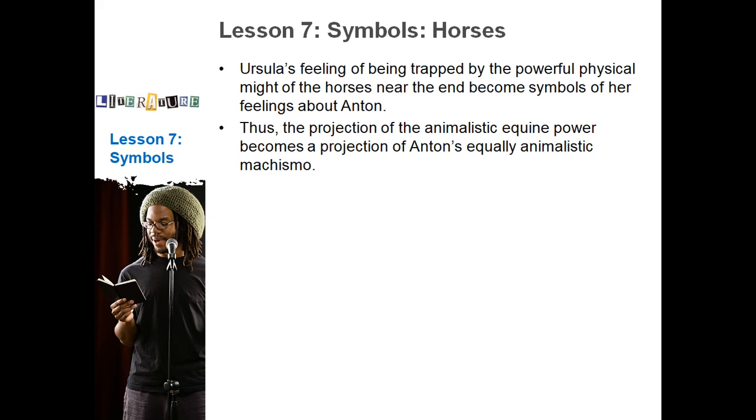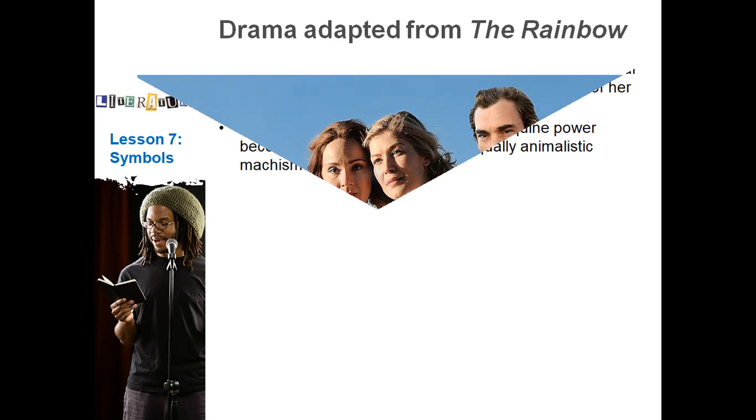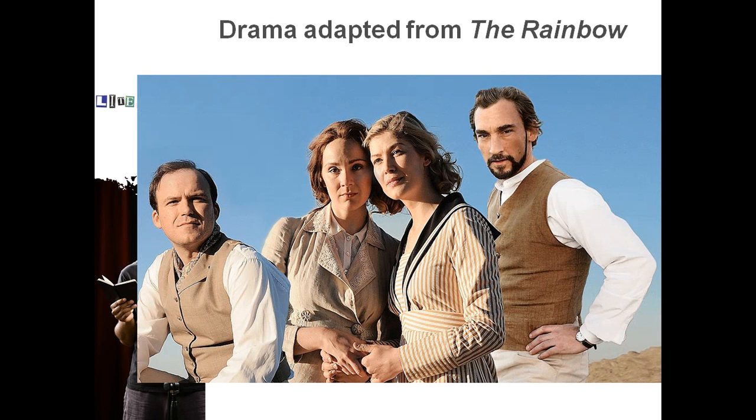Here, horses also represent the animalistic point of view which the soldier contains. The soldier lives their life somewhat like an animal. They don't have any emotion or affection. They know how to kill and how to have sex with women, nothing more than that. Here is an illustrative drama adapted from the novel The Rainbow.